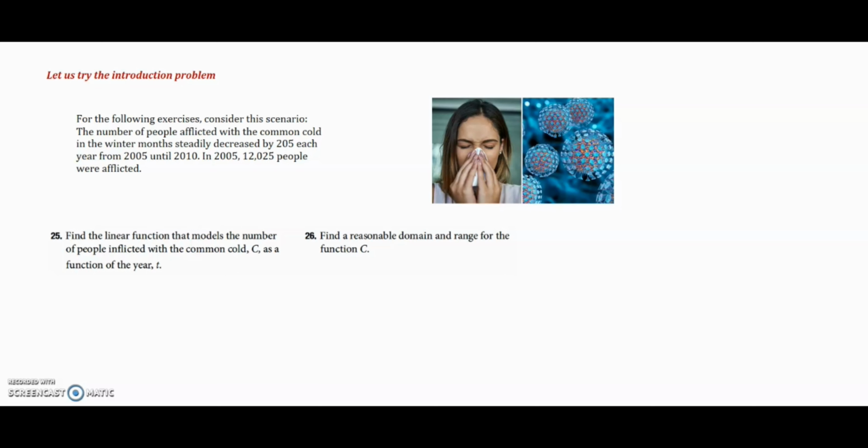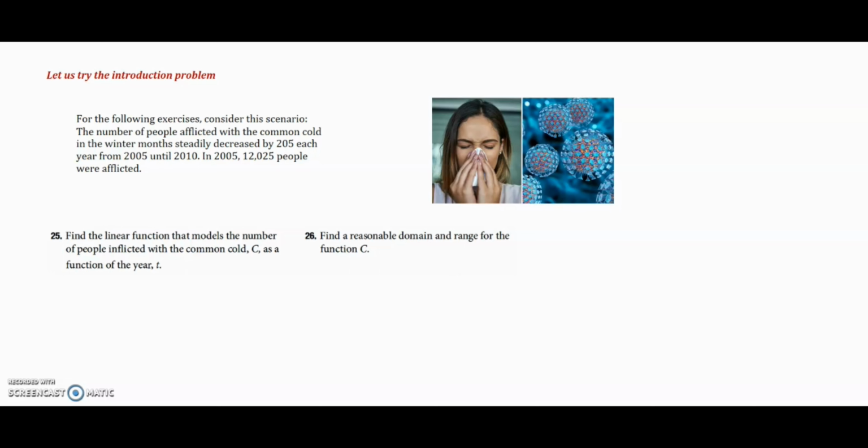So consider the scenario. The number of people afflicted with the common cold in the winter months steadily decreased by 205 each year from 2005 until 2010. In 2005, 12,025 people were afflicted. The first thing I want to do is find the linear function that models the number of people afflicted with the common cold. We're going to call that C as a function of the year, and we're going to designate that T.